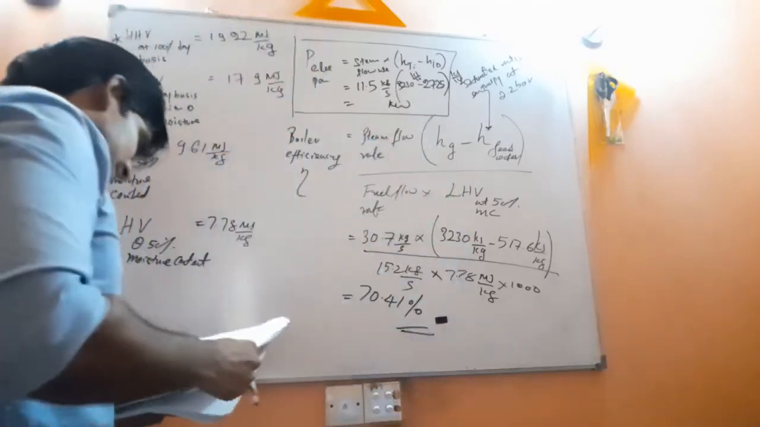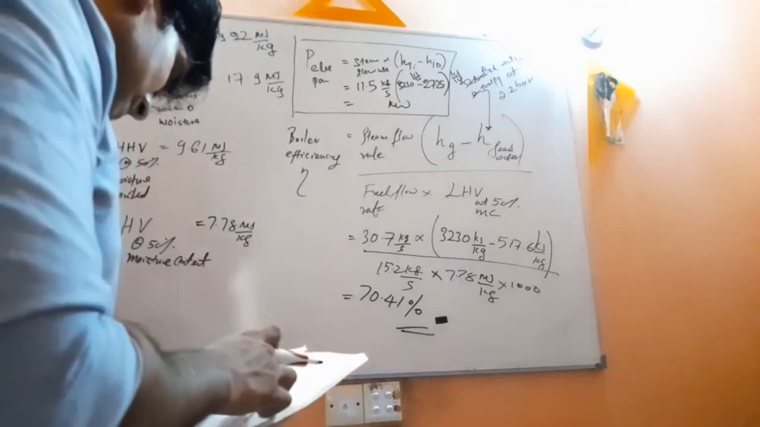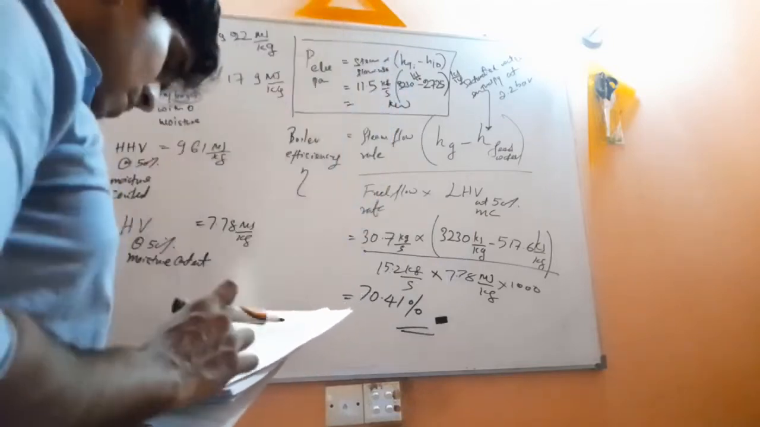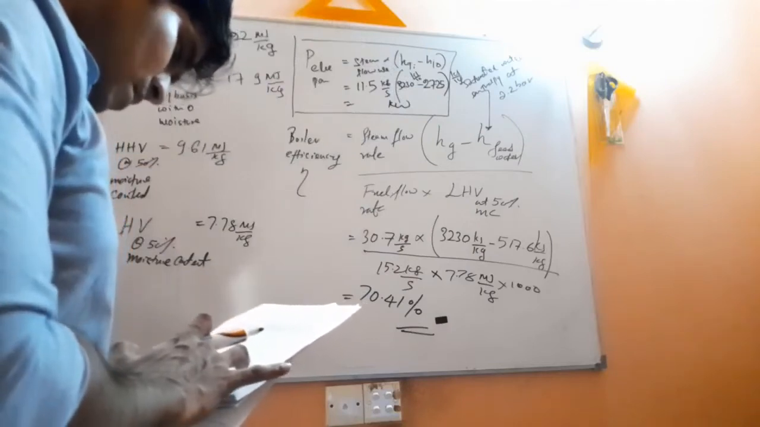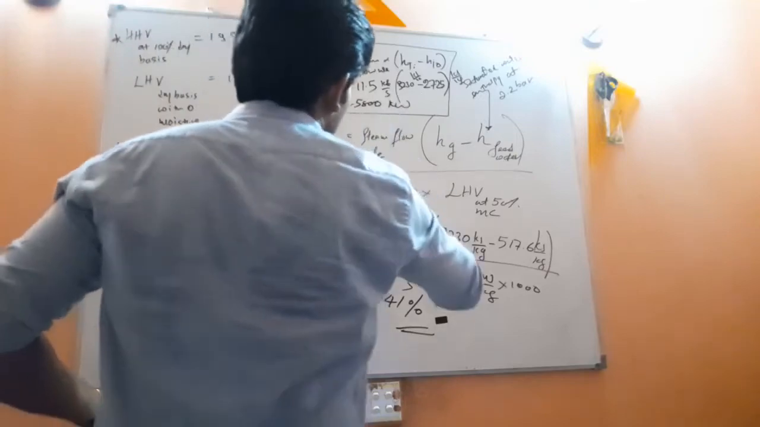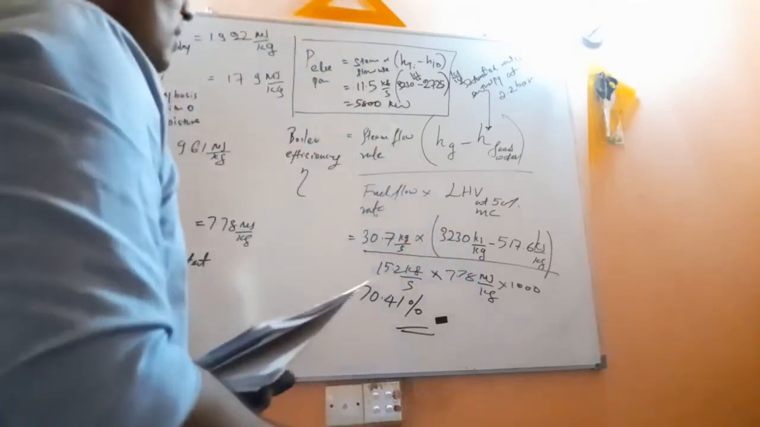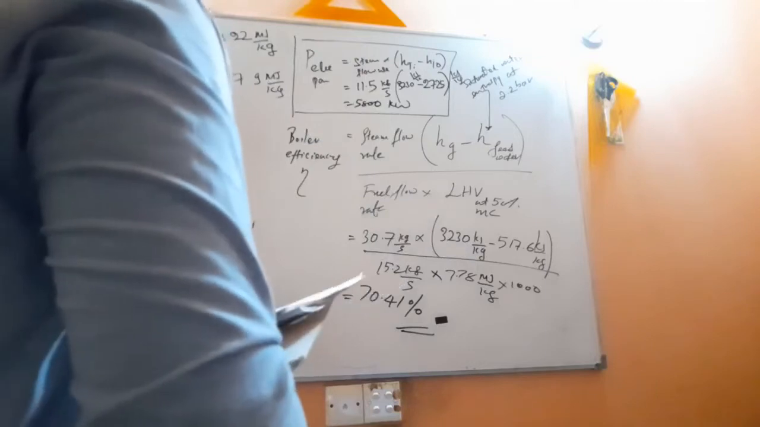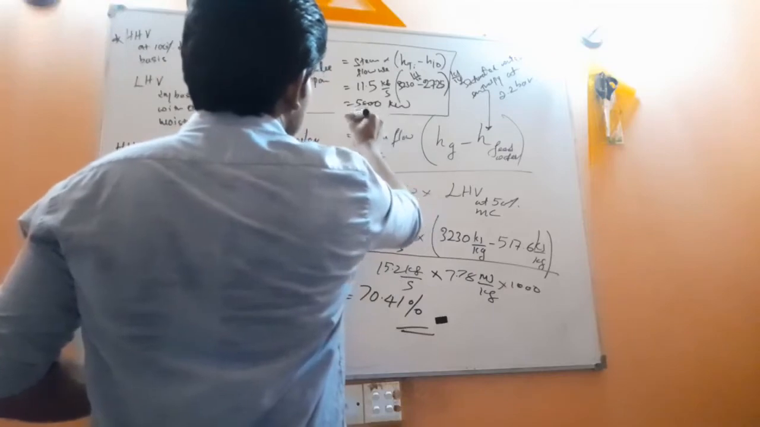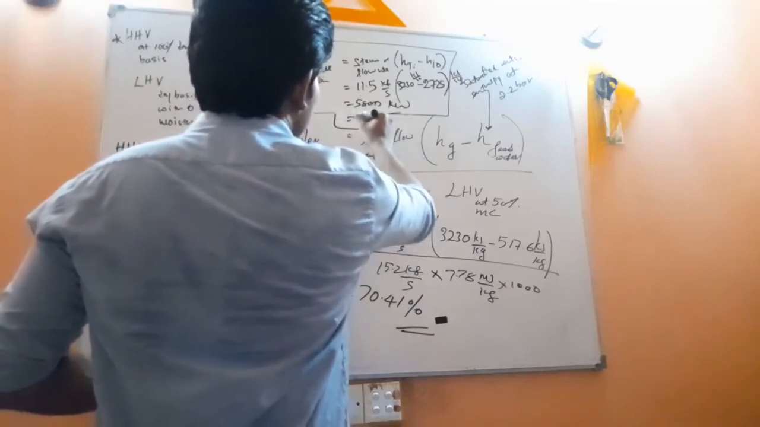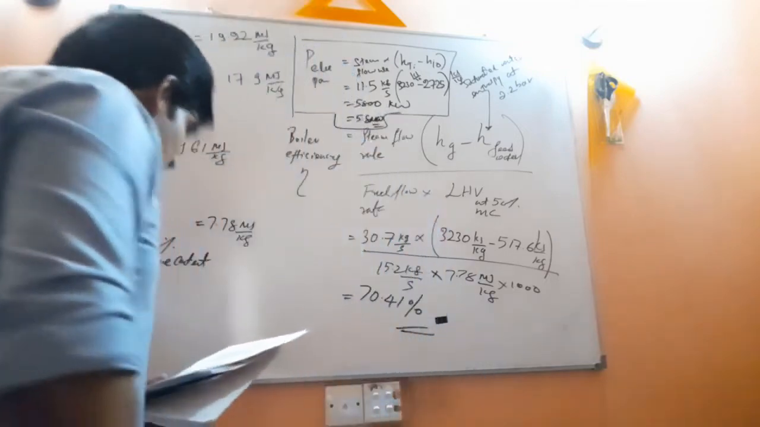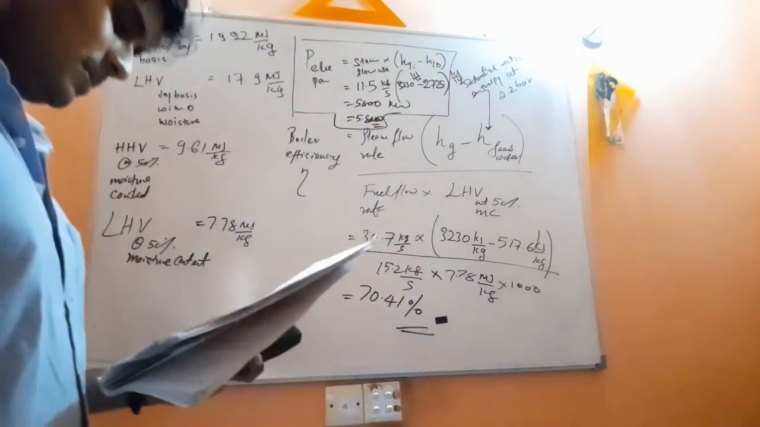So what is the final answer? 5,800. So your answer must be 5,800 kilowatts, right? That means in megawatts it is 5.8 megawatts. So that is the electrical power generation.